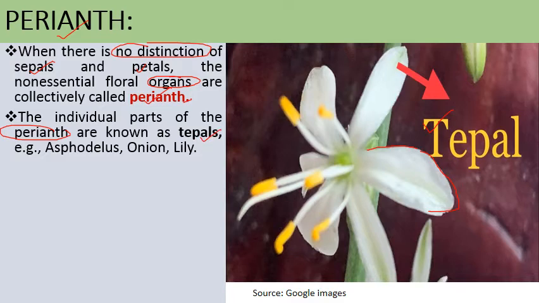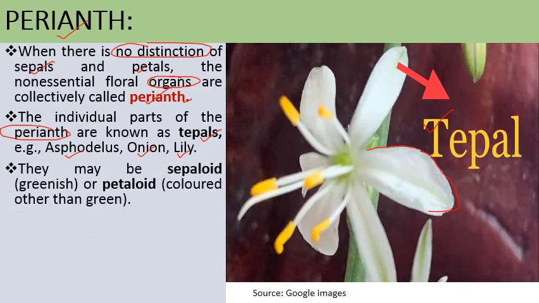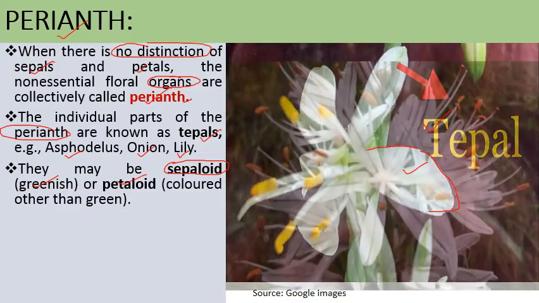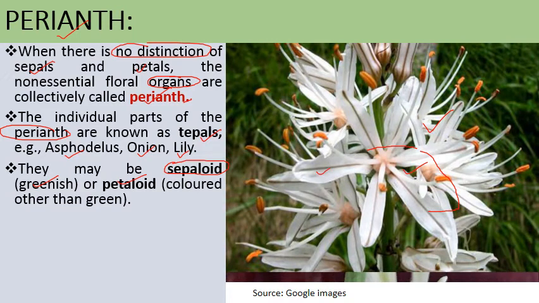For example, this is found in case of Asphodelus, onion and lily. And these may be sepaloid. ये जो tepals हैं ये sepaloid हो सकते हैं. Sepaloid term हम तब use करते हैं when they are greenish in color. When these tepals are greenish in color then we term them as sepaloid or petaloid when they are brightly colored. So this is the photograph which shows these tepals, and collectively we call it as perianth.